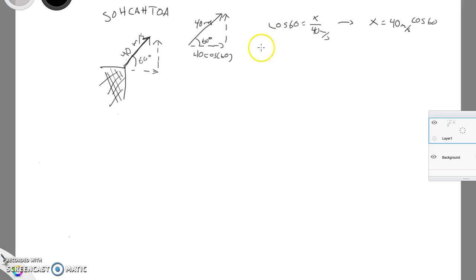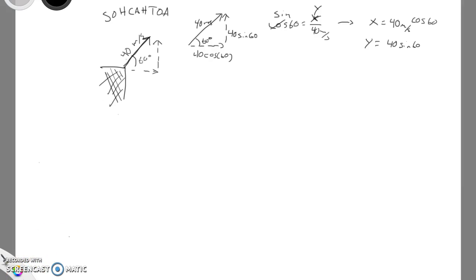We repeat the same process with sine for y, and we get that the initial y velocity is going to be equal to 40 times sine of 60. We'll punch those into our calculator and see what we get. We find that our vertical component for velocity is going to be 34.6 meters per second, while the horizontal component will be equal to 20 meters per second.